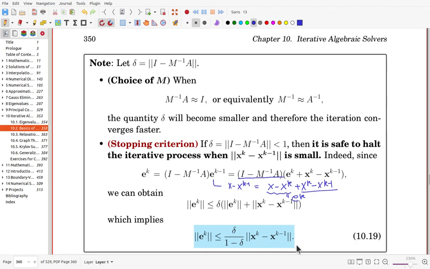So by using this one, we can stop the iteration. For example, if you want to get a 10 to the minus 5 error tolerance, and the error must be less than 10 to the minus 5, then you may choose a tolerance for this difference, like 10 to the minus 6. Then with this factor, it may get a real error of 10 to the minus 5.